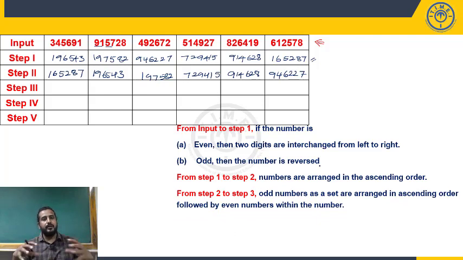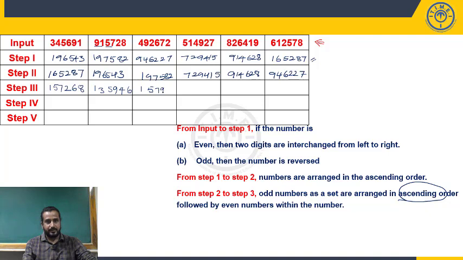See, whatever we have observed in the illustrated example, the same changes we are applying here. Step 2 to step 3, odd digits as a set are arranged in ascending order followed by even digits within the number. What are the odd digits? 1, 5, 7 in ascending order, followed by even digits 2, 6, 8 in ascending order. It has to be arranged in ascending order, don't forget that. Next, 1, 3, 5, 9 in ascending order, then 4, 6. Next, 1, 5, 7, 9, then followed by 2 and 8, even digits.